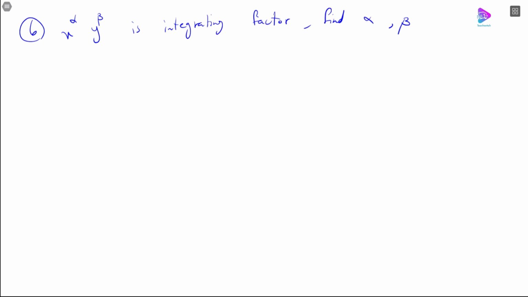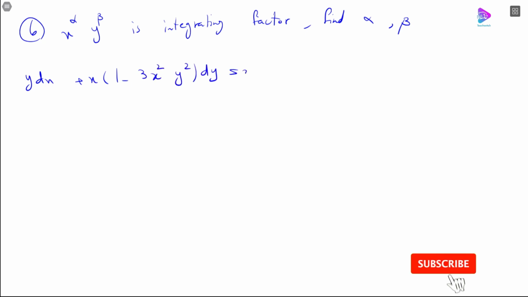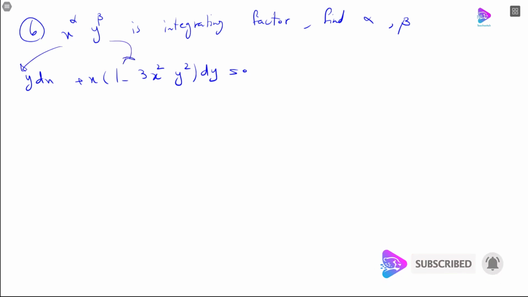Next question, we're going to say x to the power of alpha, y to the power of beta is the integrating factor. Find alpha and beta. Okay, so the equation is y dx plus x times 1 minus 3x squared y squared dy equal to 0. So we need to multiply this by both of these.